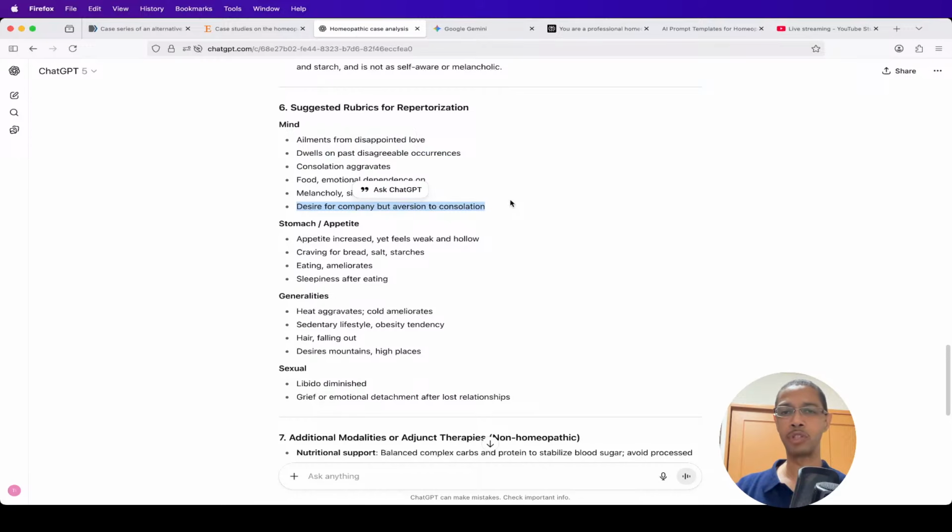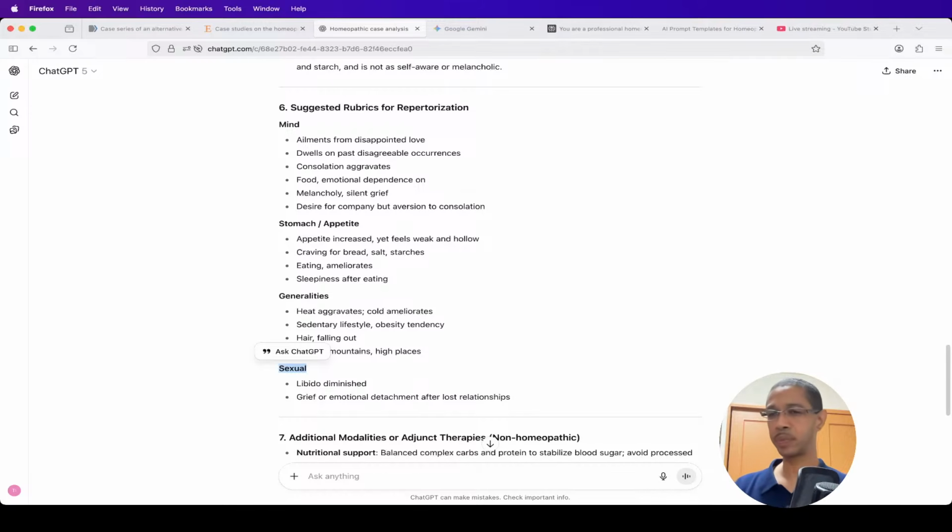Desire for company but aversion to consolation. It's going to make up some points in here, but you can use this as keywords because it's pulling keywords out of the case, right? So mind, there is stomach, there's generalities, right? Things are related to sex, and it gives you an idea of where you might want to go start researching and looking.